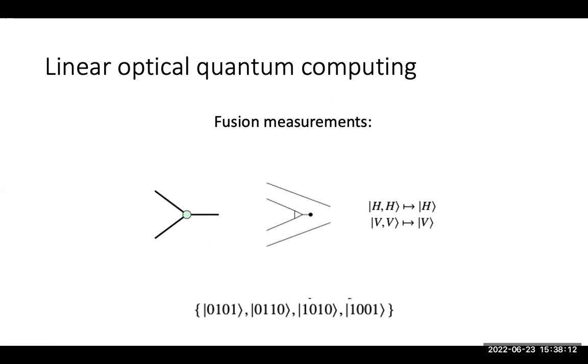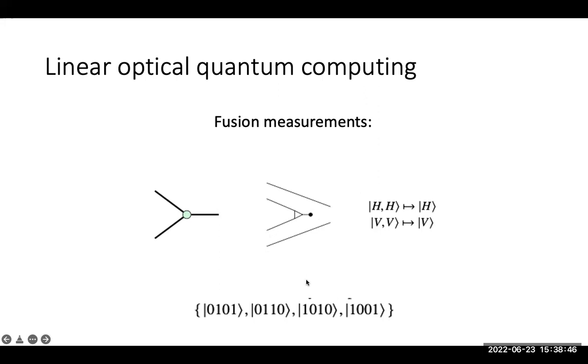So a very useful ingredient when you do linear optical quantum computing are fusion measurements. These are ways of basically measuring the Bell basis in dual rail encoding, and you can represent them in QPath in a very simple diagram where you have 4 modes coming in, 2 coming out, and here you're saying there is at most one photon in the 2 middle modes.